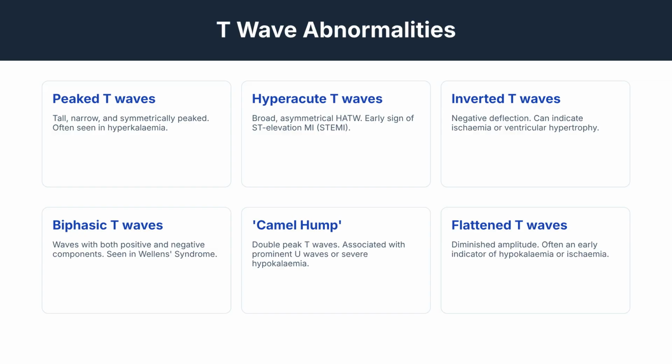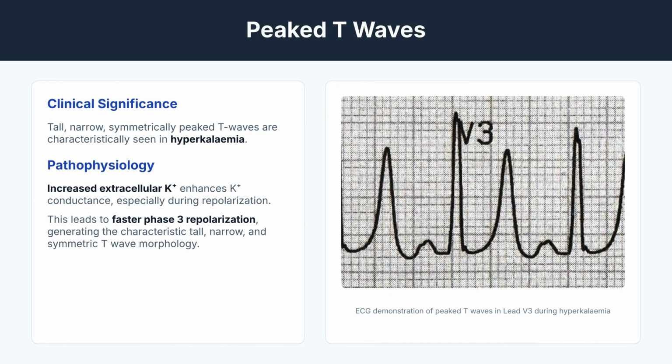T-wave abnormalities include peaked T waves, often seen in hyperkalemia. Hyperacute T waves are broad and asymmetrical, an early sign of STEMI. Inverted T waves can indicate ischemia or ventricular hypertrophy. Peaked T waves are tall, narrow, and symmetrical, characteristically seen in hyperkalemia.